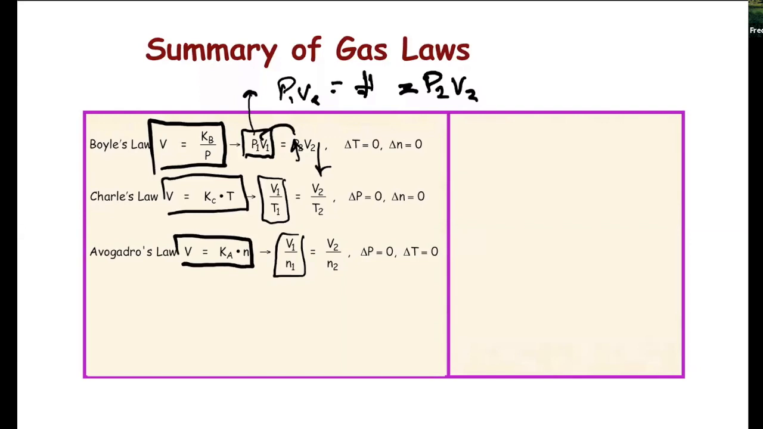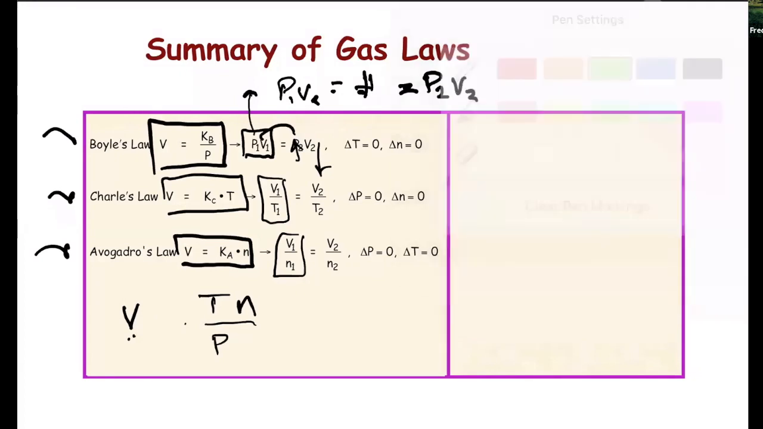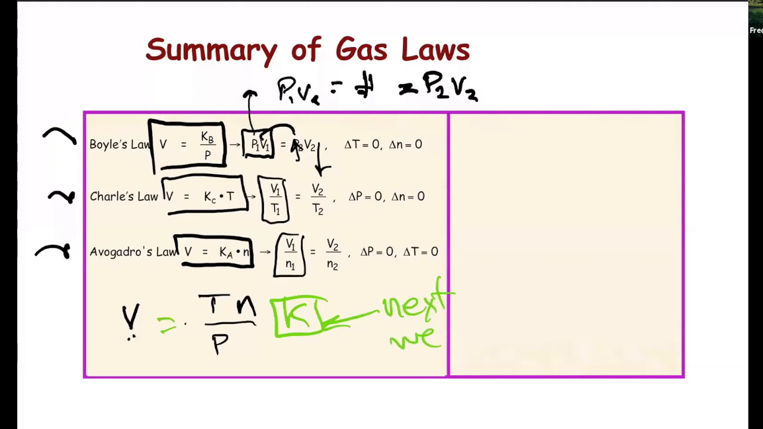So the key here is that we can now bring everything together. We can say that the volume is inversely proportional to the pressure. That's Boyle's law. It says right here that the volume is directly proportional to the temperature. That's Charles' law. It says that the volume is directly proportional to the moles. And if we want to change this proportionality sign so that it's an equal sign, then we have to put a constant in there. And that constant is next week's lab. Okay, that constant is next week's lab.